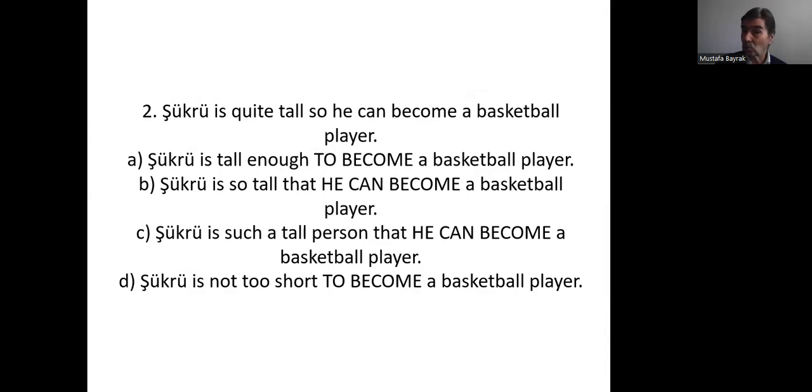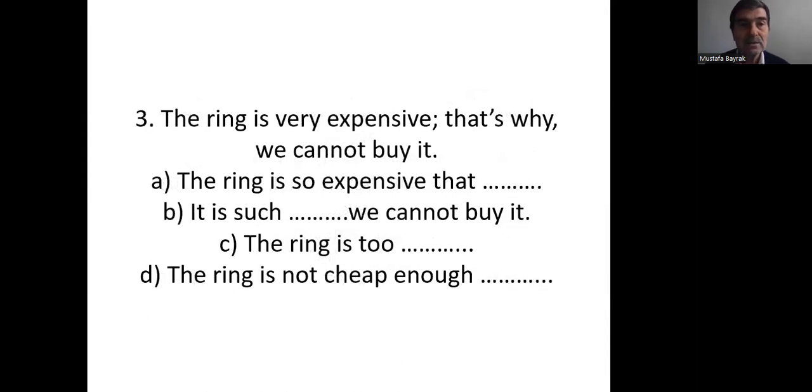Enough to do that, close with so, okay, such a tall person that, okay, too short, too adjective, to do, to be, to come, to have, etc. The third one, the drink is very expensive. That's why we can't buy it.